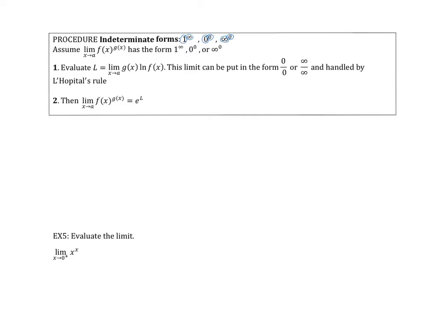Okay, so if we do have the limit of a function with an exponent also of a function of x, and when we evaluate the limits we get one of these three indeterminate forms, then we can evaluate the limit by first, number 1, evaluating the limit as x goes to a of g of x, the exponent, times the natural log of f of x. Okay, and we're going to call this L. Once we figure out what that limit is, then the limit of our function is actually going to be e to the L.